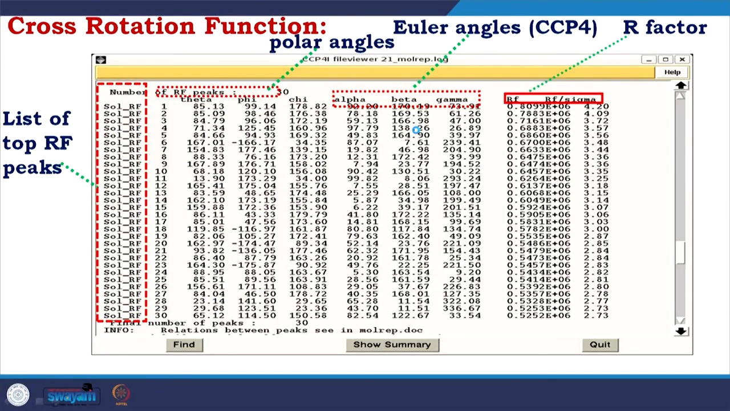So, this is details about the cross rotation function. You will see the list of top rotational function peaks and you see how the numbers here, and you see the polar angles, you see the Euler angles which is calculated specifically in CCP4, and you get the R factor here. So, this is rotational function and this is R factor. R factor will talk about the organization of the structure. We will talk in details in the next class.